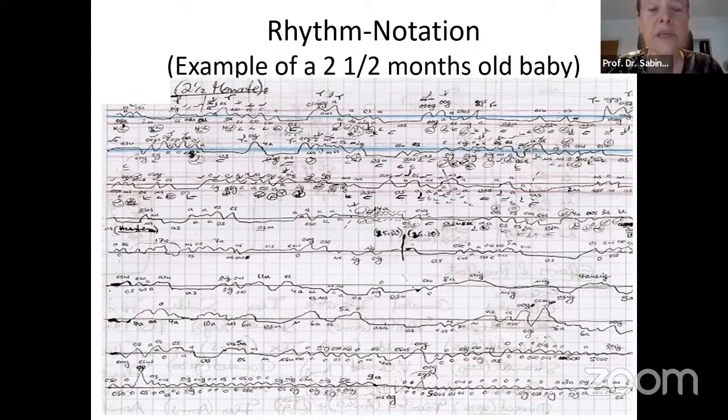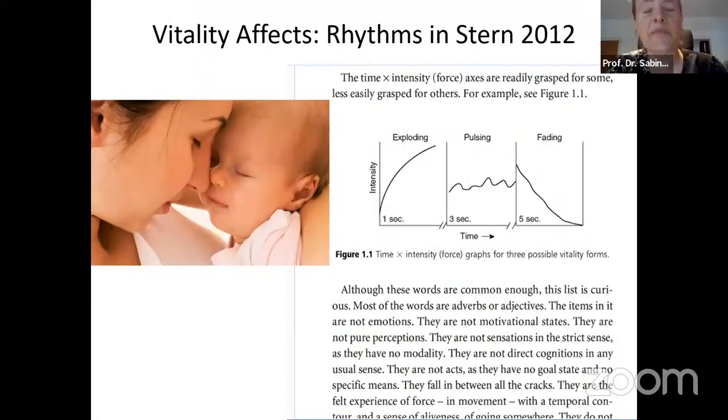It gives us a continuous way of looking at affect expressions. It's very closely related to what Daniel Stern called vitality affects, who did the same thing. He was actually aware of Kestenberg's research. He said we need a timeline and then we need an intensity of movement, and we can actually draw these lines about the qualities of movement. He says, for example, exploding or pulsing or fading can all be drawn in this way.